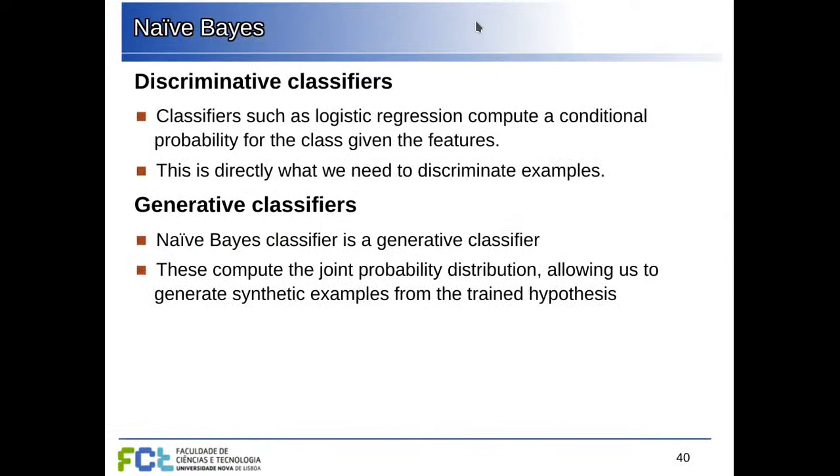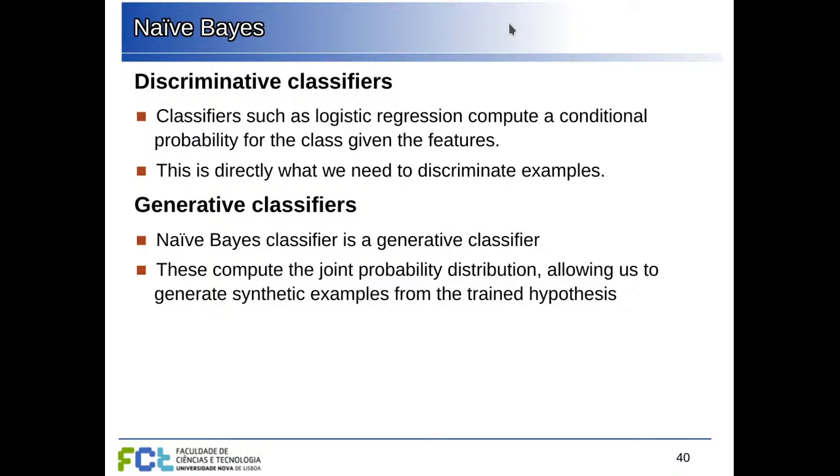Another difference between the naive Bayes classifier and logistic regression is that in logistic regression we were directly computing the conditional probability of belonging to a class given the features. This was our target function. We were computing the regression to that conditional probability of belonging to that class given that we know the features. And this is directly what we need to discriminate between examples. So if you give the features to the logistic regression classifier, it will give you the probability of belonging to each class, and that's what you need to classify the examples.